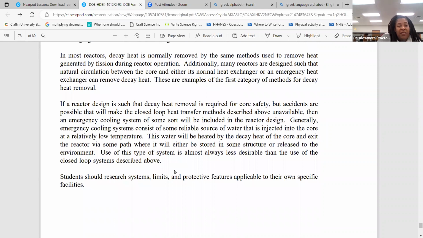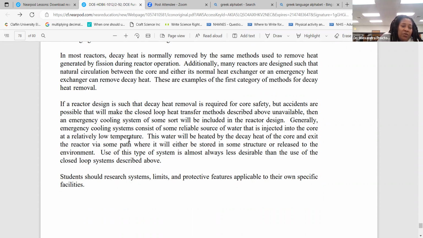And if a reactor design is such that decay heat removal is required for core safety, but accidents are possible that will make the closed loop heat transfer methods described above unavailable, then an emergency cooling system of some sort will be included in the design.